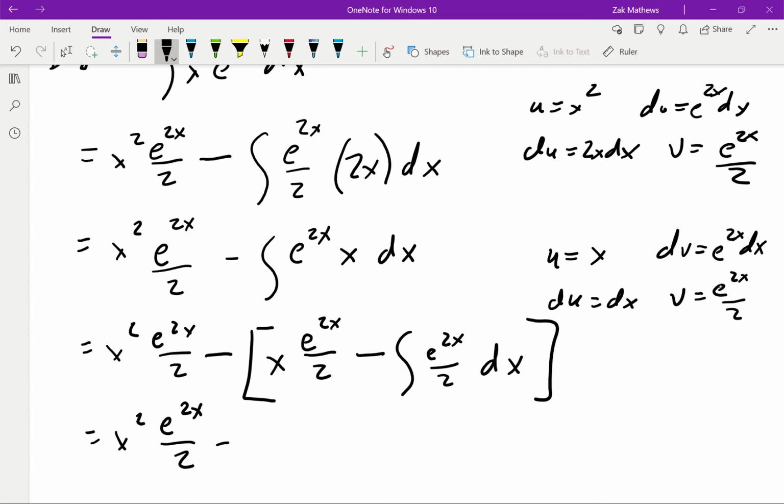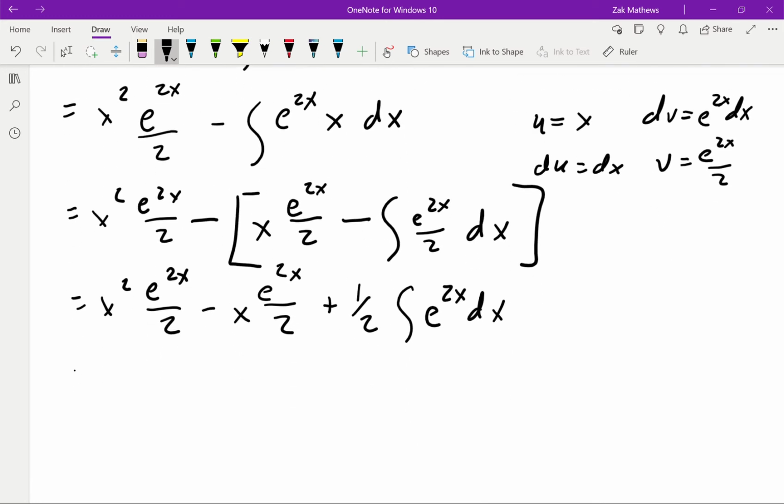We also actually have a third term now. This x e to the 2x minus 2. I do have to remember to distribute the negative, so the x e to the 2x gets a negative. I also have to distribute it to the integral, so we have a plus there. And then I can factor the 1/2 out of the integral. We'd have e to the 2x dx left. And now that is a very easy antiderivative to calculate.